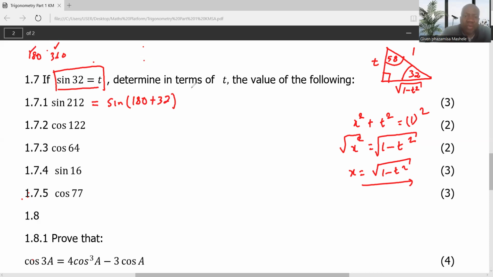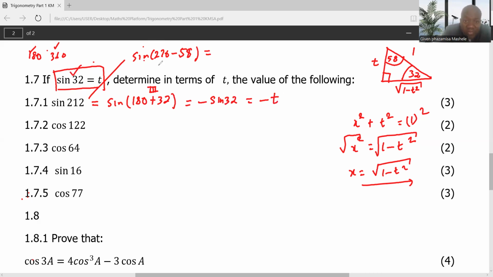But if you're using 270, this will be sine of 270 minus 58. The answers will still be the same. But with 270, you have to change your cofunction. 180 plus an angle, which quadrant? 180 plus is in the third quadrant, where sine is negative. But it's not going to change because we're not using cofunction. So this will be negative sine 32. But we're given that sine 32 is t. So the final answer is negative t, because they said in terms of t.